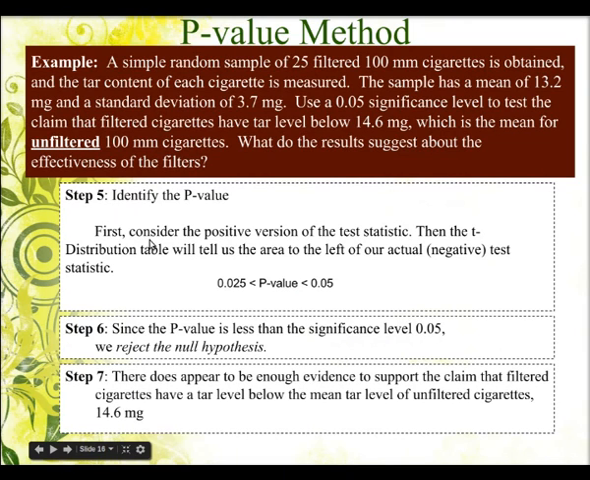So that is, there does appear to be enough evidence to support the claim that filtered cigarettes have a tar level below the mean tar level for unfiltered cigarettes, which is 14.6 milligrams. So based on our sample, it does look like the filters have some effect on the amount of tar that gets into the lungs.